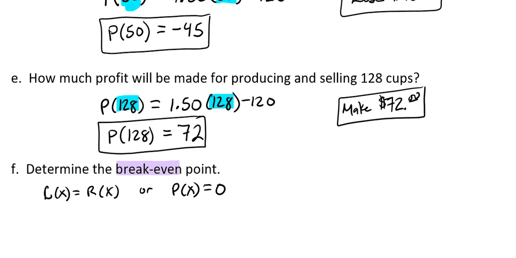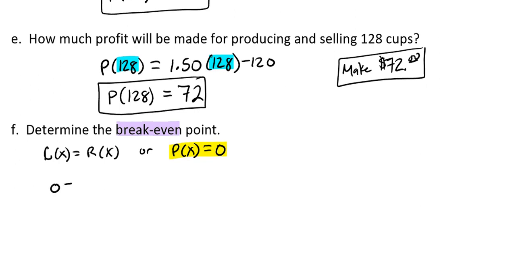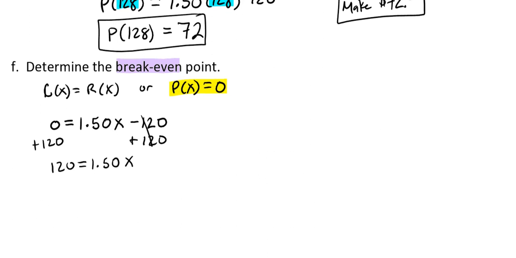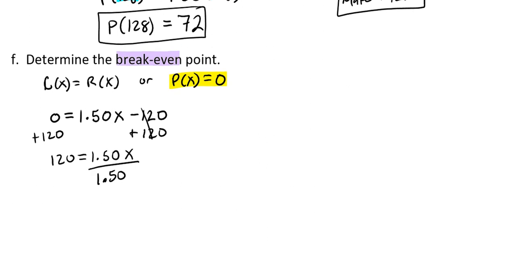So we're going to take this P of X equals 0. So we're going to take our 0. Let's give ourselves a little bit more room here. 0 equals $1.50 times a cup of lemonade minus 120. And here we're now going to solve for X. So we're going to add 120 to both sides. And then from here, we're going to divide both sides by the 1.50. And we're going to see that that's going to give us a value of 80.